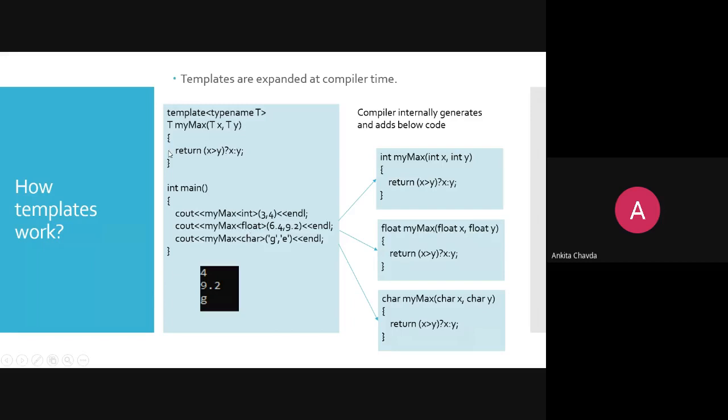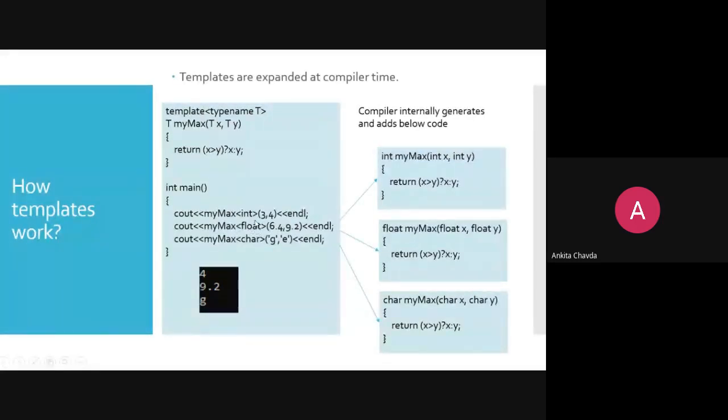Same way for the float. If you want to run the same function, but now your data type would be the float one, you simply write over here float, and you can pass the float values. If you want to do the same thing for the character, you have to pass the character.